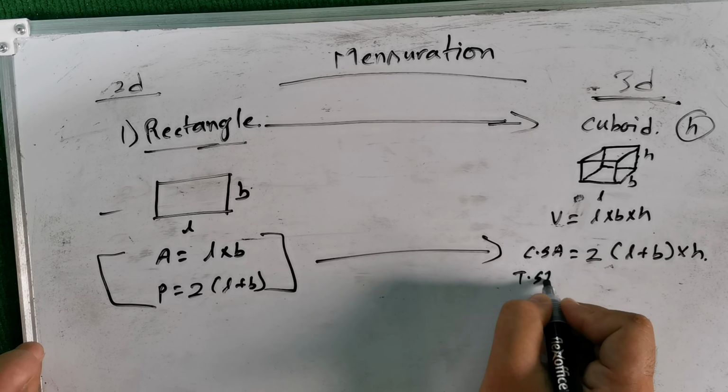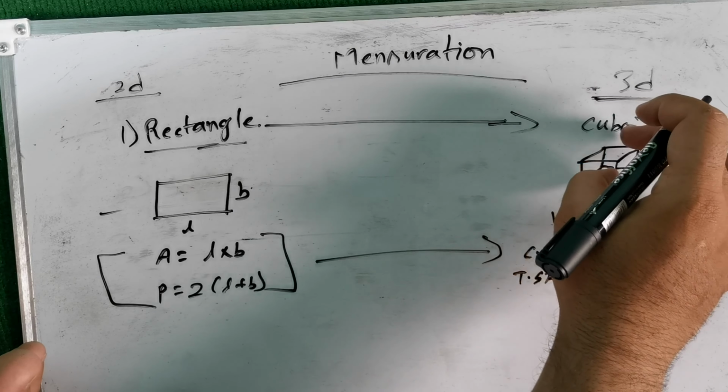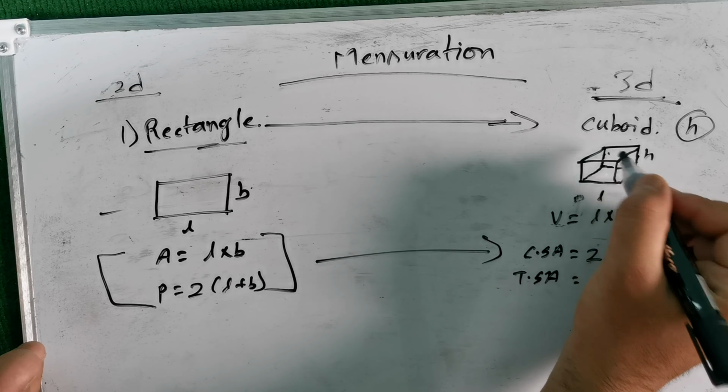And total surface area means total surface, upper part surface, lower, and the below part also. Total surface area means 2 into LB plus BH plus LH. For your simplification I will show how this formula comes. And there are 4 sides, am I right? 1, 2, 3, 4.